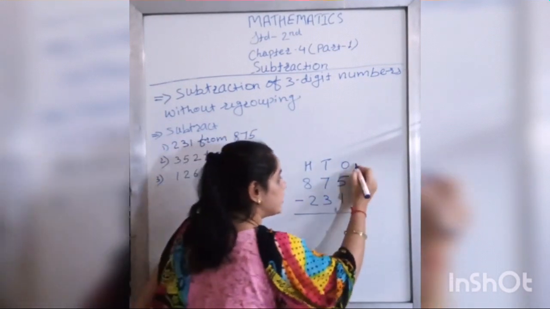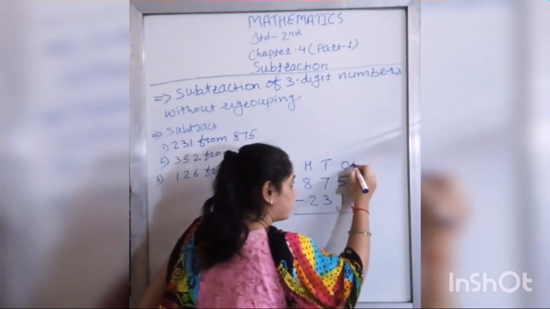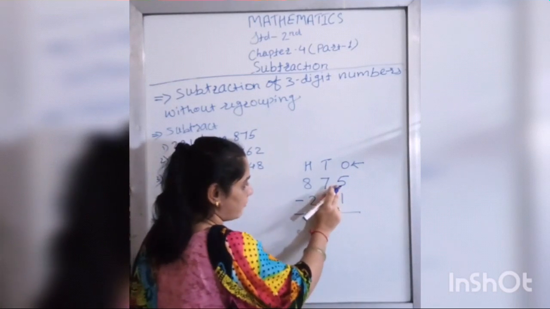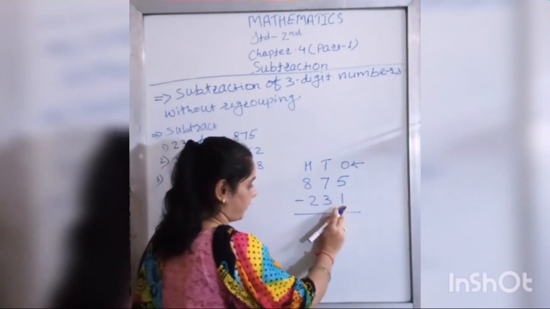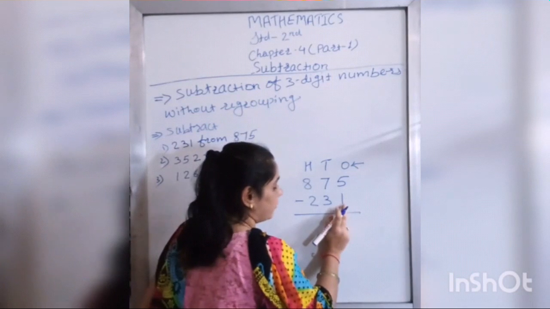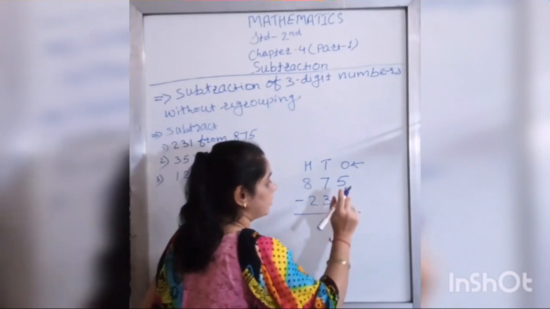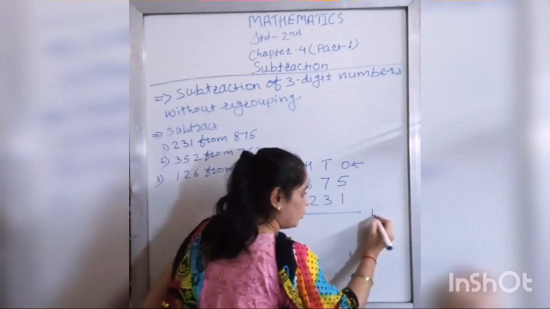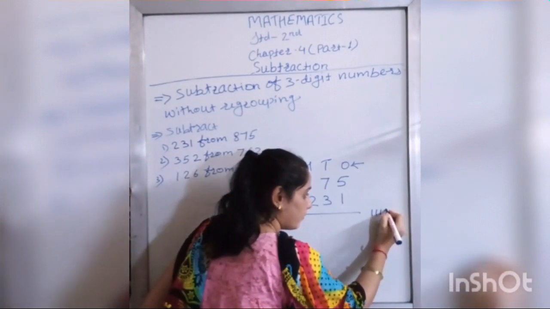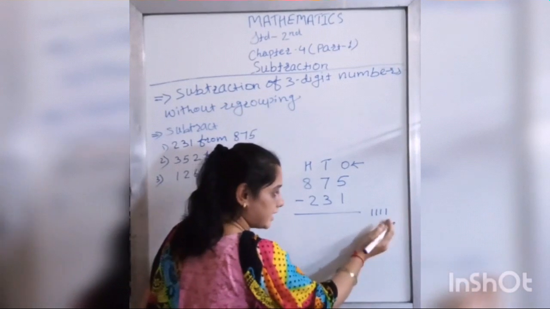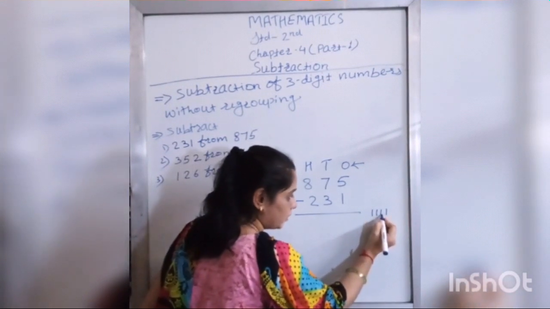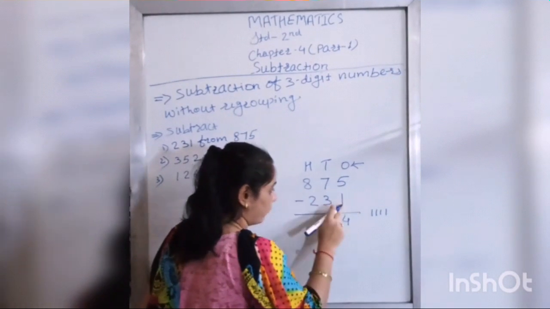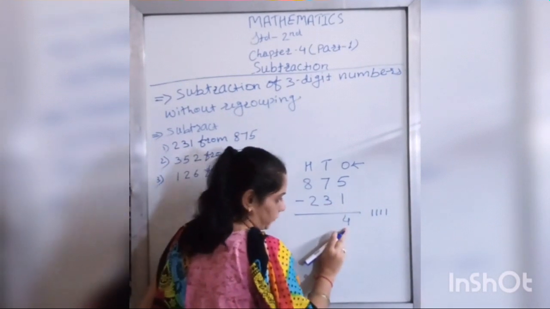See, whenever we start subtraction, we start from the ones place. What are the numbers on the ones place? 5 minus 1. We'll do one thing. We'll start counting after 1 until we get 5. 1, 2, 3, 4, 5. Count these lines. 1, 2, 3, 4. So 5 minus 1 is equal to 4.